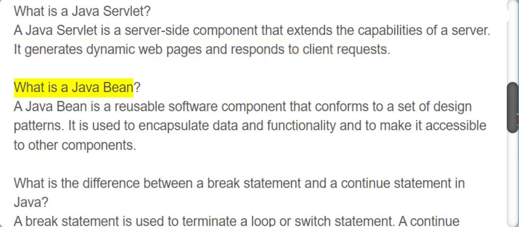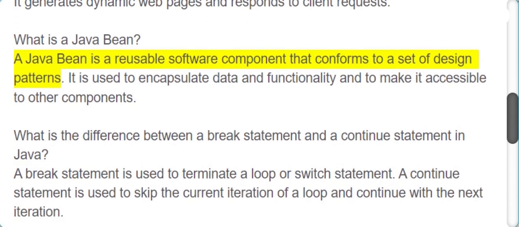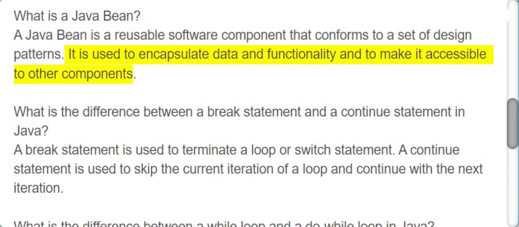What is a Java bean? A Java bean is a reusable software component that conforms to a set of design patterns. It is used to encapsulate data and functionality and to make it accessible to other components.